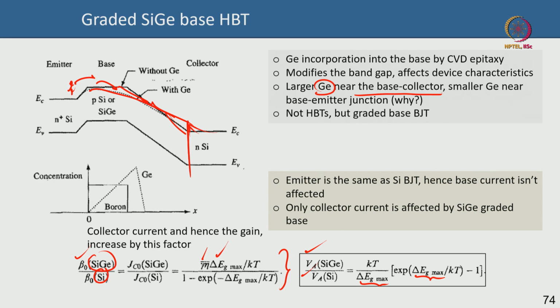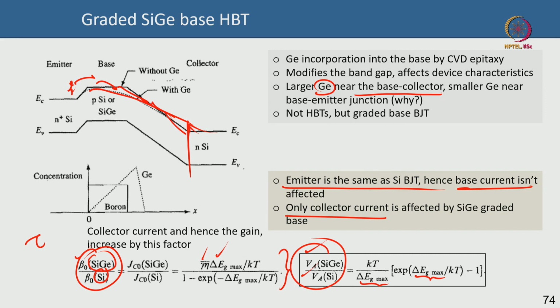Now the emitter is identical to silicon HBT, so base current is not affected here because the base current is determined by the emitter. However, the base profile affects the collector current, so the graded base profile will only affect the collector current, and we are getting this ratio because of that. There is an early voltage advantage, there is a beta advantage, and then there is a transit time advantage also, because of this extra field that you are introducing.